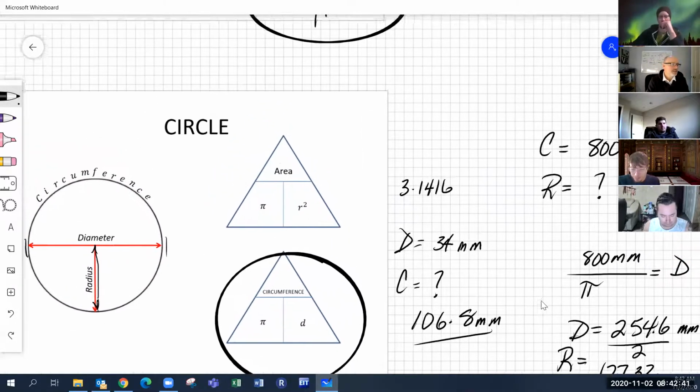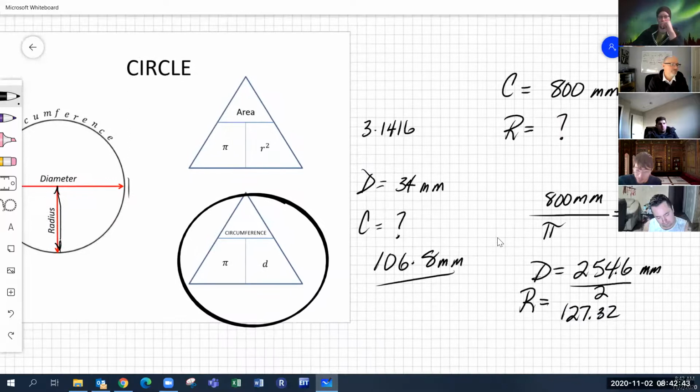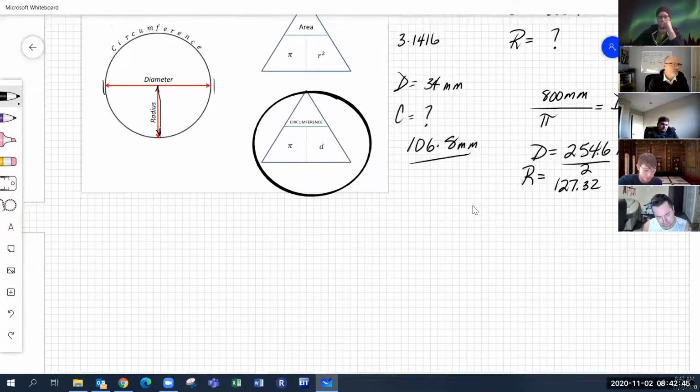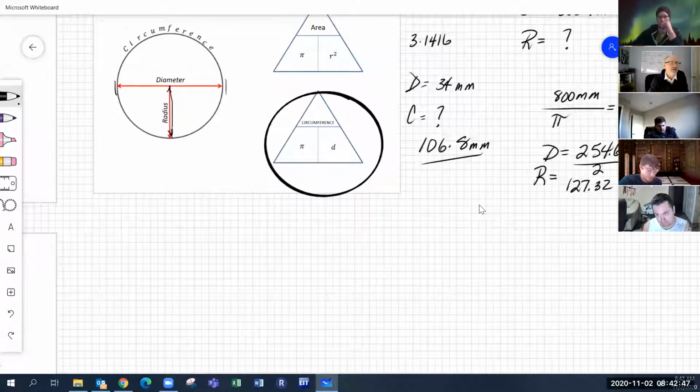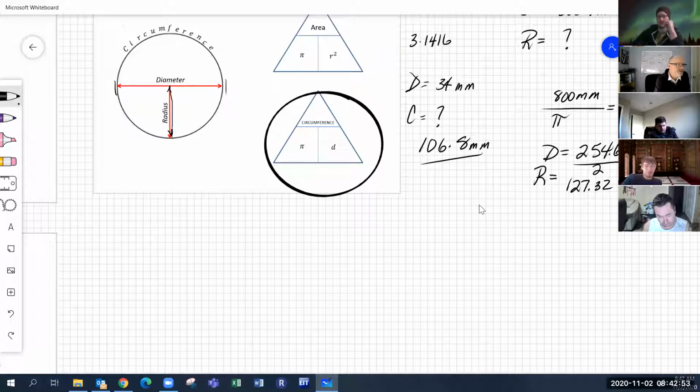Okay, so let's get into a little more on areas of a circle. Now we're going to do the area of a circle, and the formula for that, if I was to write it out, is pi r squared is equal to the area. You see this formula triangle up here, it says pi r squared and area. So there's the formula written out.